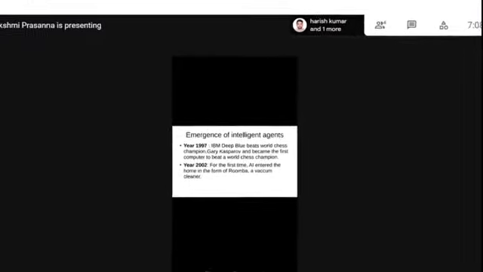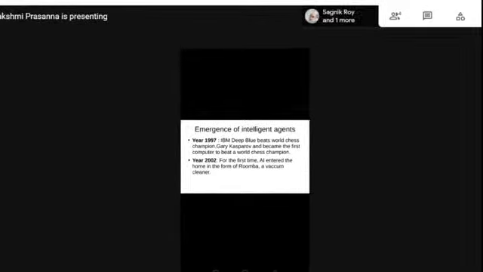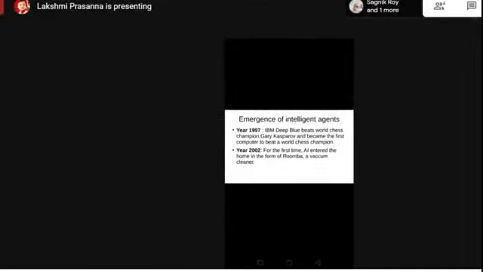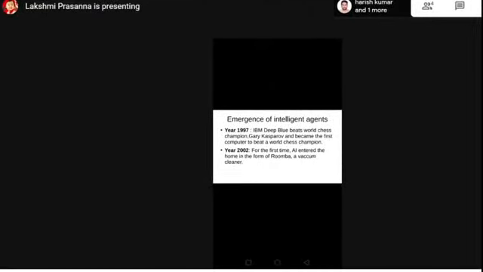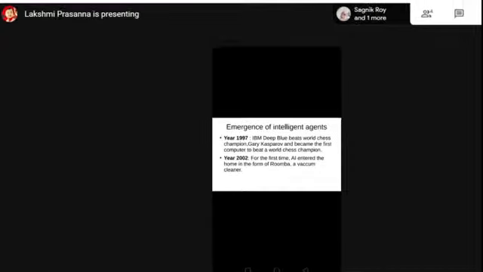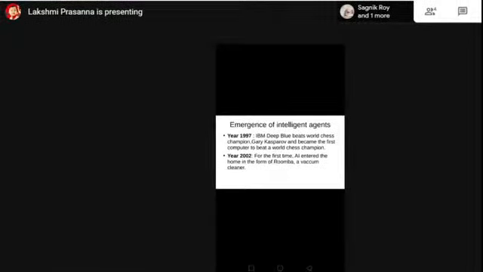In the year 1997, IBM Deep Blue beat world chess champion Garry Kasparov and became the first computer to beat a world chess champion. And in the year 2002, for the first time, AI entered the home in the form of Roomba, a vacuum cleaner. There are many examples like this, but I have mentioned a few.